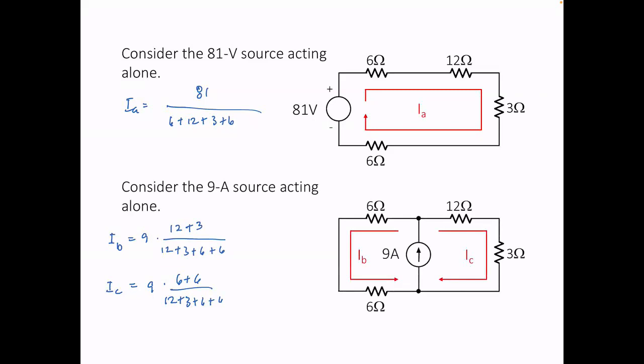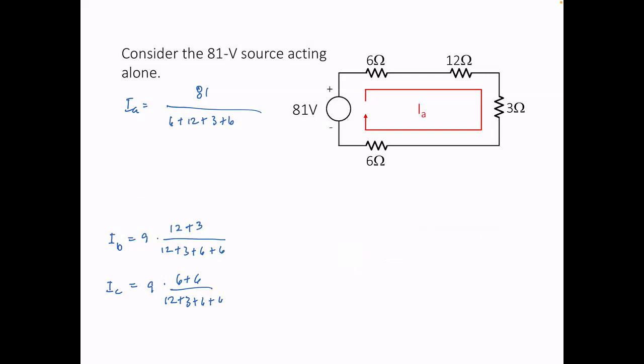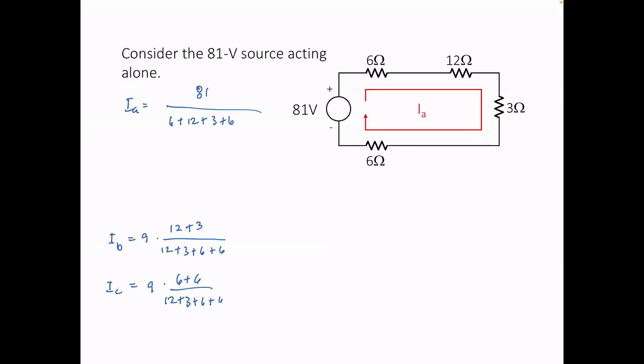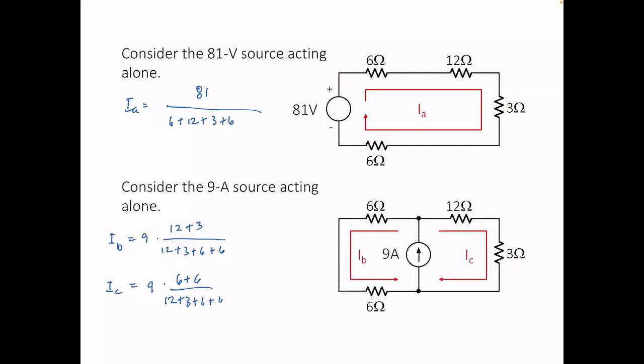So for example, the 81 volt source acting alone, so this one acting alone. So pag ganyan, ano mangyayari? Ito magiging open circuit, ito magiging open circuit din. So ang matitirang circuit, ito lang. This is what will be left. No? If you notice, IA, let's call this IA, the current that will flow here, is just 81 divided by 6 plus 12 plus 3 plus 6.